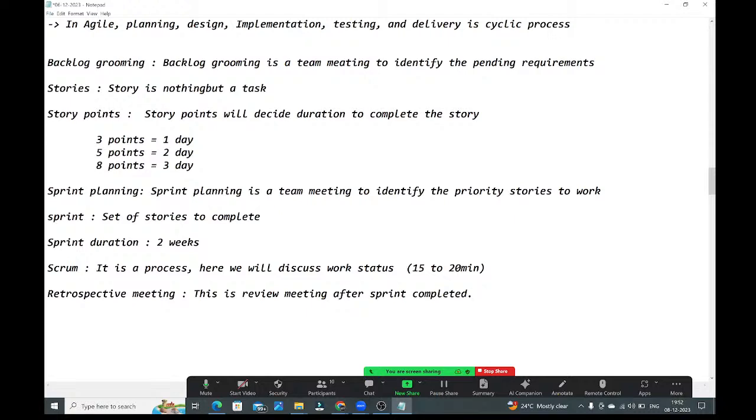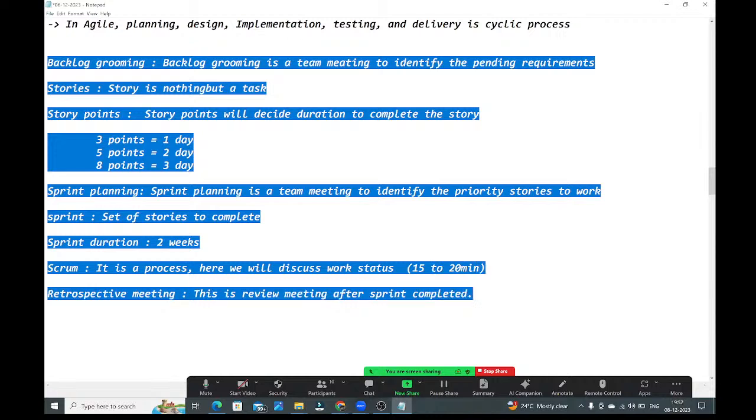Please go through this once. Backlog grooming, stories, story points, sprint planning, sprint duration, scrum, retrospective meeting.